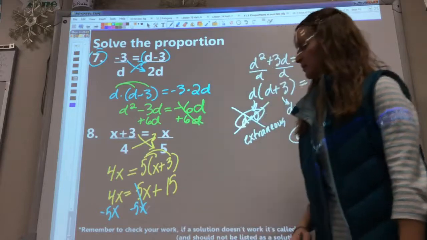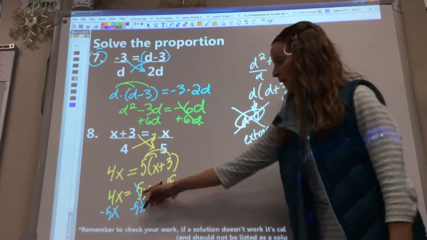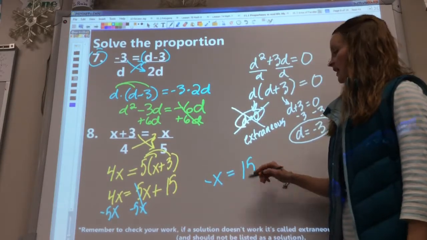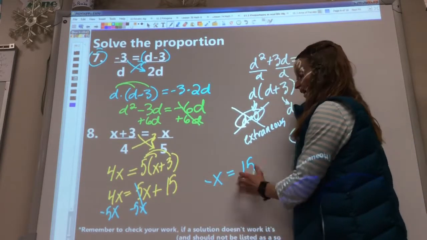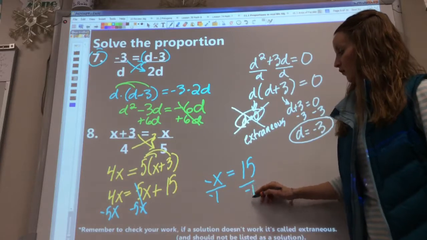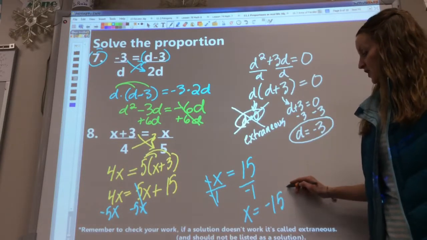And so we're going to get 4x minus 5x, which would be negative x. 5x minus 5x would go to 0, leaving us with 15. Now, beware. You don't want to say that negative x equals 15. You want to solve for x. So once again, you just divide both sides by negative 1. We've done this before. And you get negative 15.